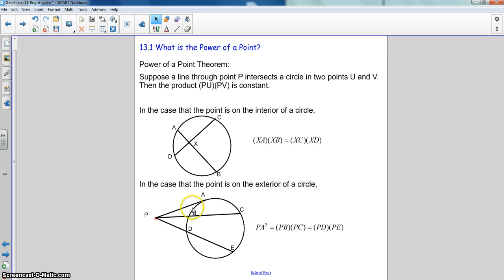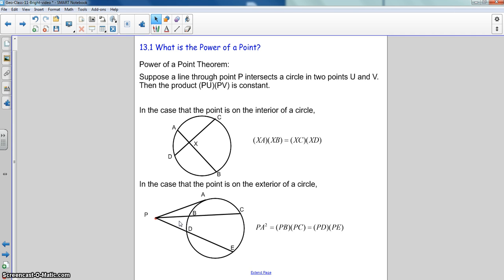So if we have a case where we have tangency, we would just be able to square the distance from the point to the point of tangency. In the case that it's not tangent, we can take the length from the point to the first point of intersection with the circle, and then the length from the point to the other point of intersection with the circle. Okay, both cases. So PB times PC would be constant, as would the length of PA squared.